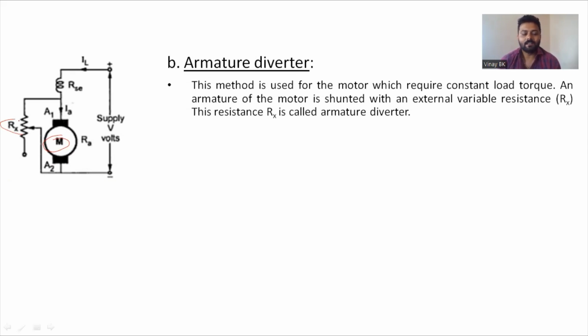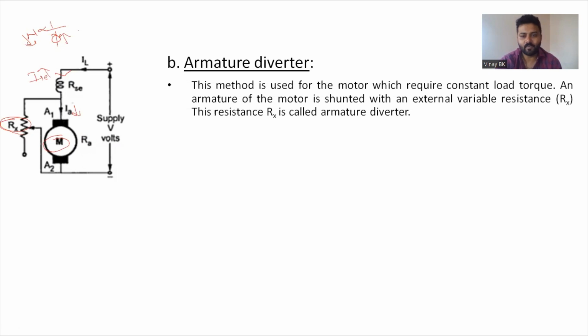So what happens again? The current flowing through the armature is diverted with the help of this Rx. So the current flowing through the armature is going to decrease, but the current flowing through the field winding, that is ISC, is going to increase again. So by increasing this value of current, the flux is going to increase. If the flux increases, you know that speed is inversely proportional to flux, so the speed is going to decrease. So by increasing the value of flux, you can control the speed of DC motor below the rated speed value.